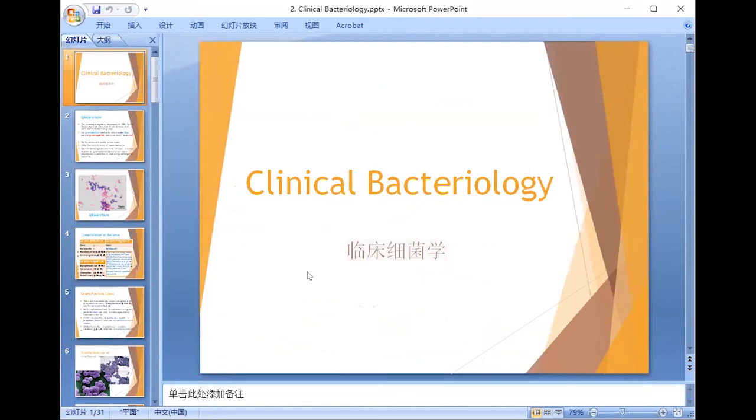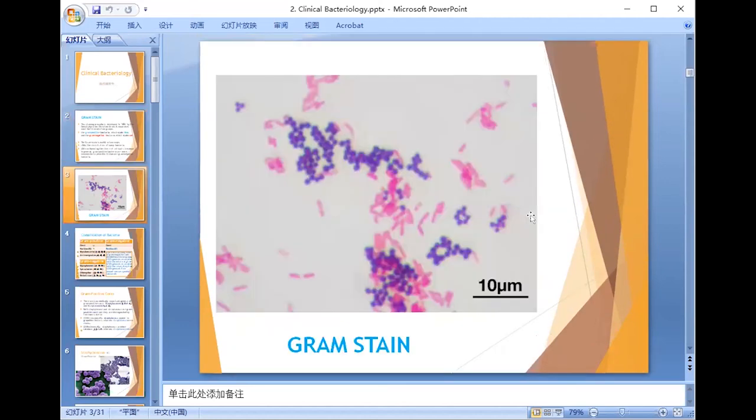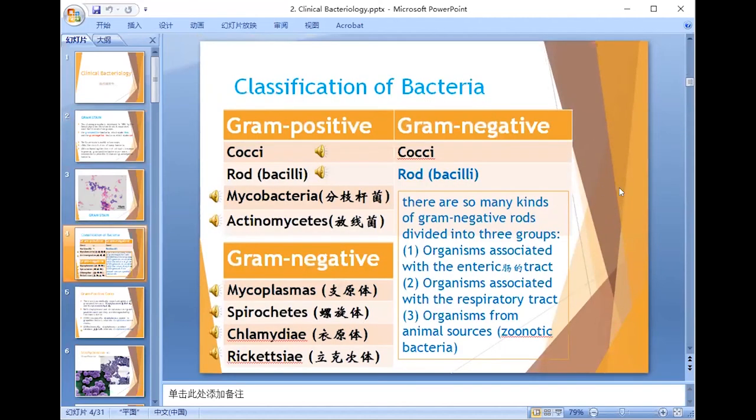You may not easily remember all the bacteria's names, but at least you should remember what gram stain means, what the colors of the gram stain are, and the categories, like which category belongs to gram-positive, and which category or subcategory belongs to gram-negative. So that's for today's class.